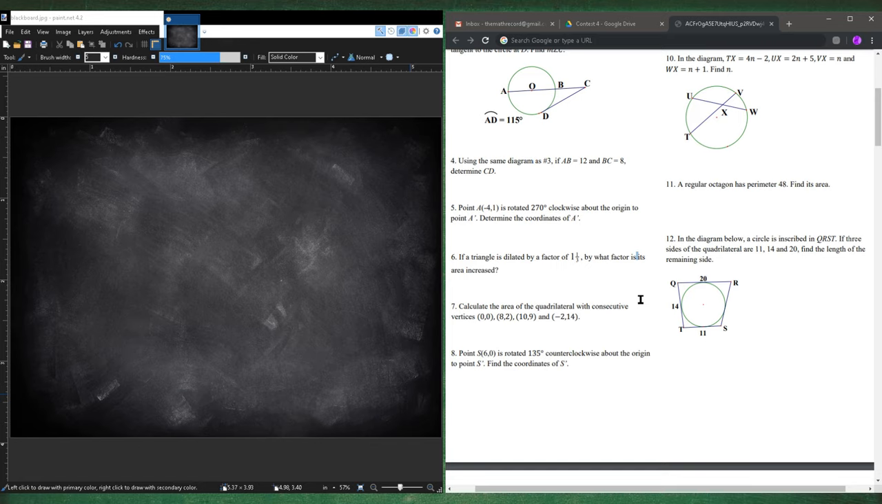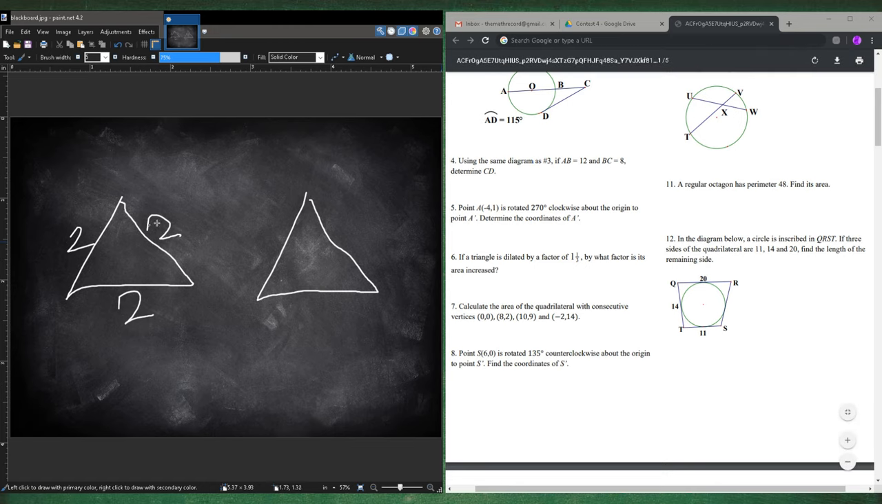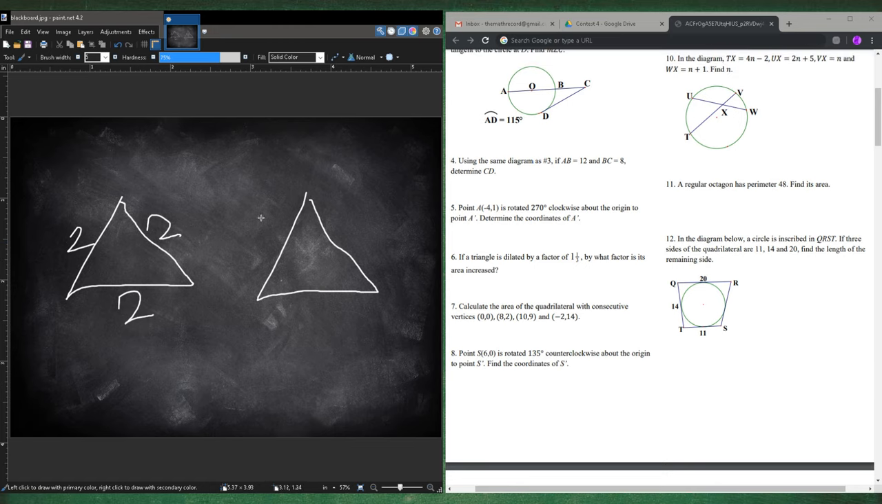So imagine you have a triangle, right? And let's say it is basically 2, 2, 2 or something. Then when it says dilated, it means you're just multiplying by that factor. So if this is 2, 2, 2, then 1 and 1 third is 4 thirds. So you're multiplying every single side by 4 thirds. So you have 4 thirds times 2 is 8 thirds. So each side is now 8 thirds.